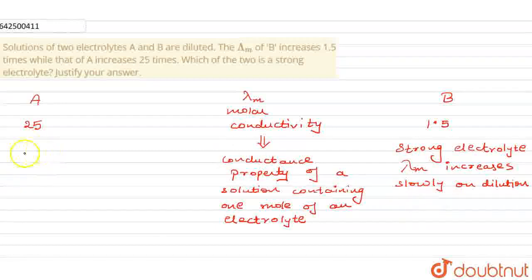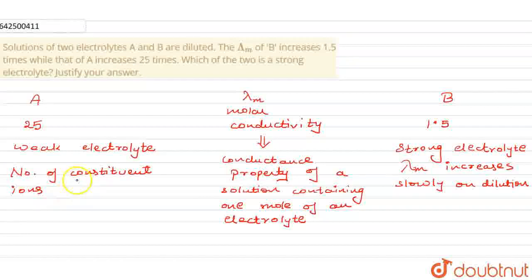Whereas in case of a weak electrolyte, a weak electrolyte is known to dissociate partially, isn't it? So the degree of dissociation is very, very low in this case. When we add water, we are actually increasing the number of constituent ions which are going to carry the electric charge. So in that case, the lambda m value increases to a very greater extent.